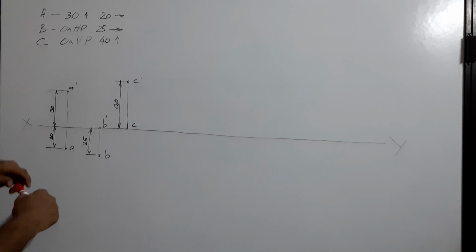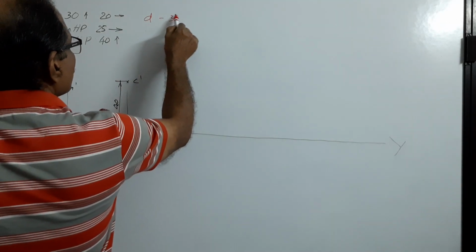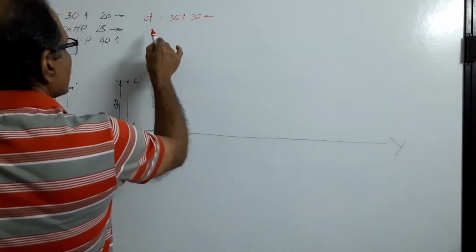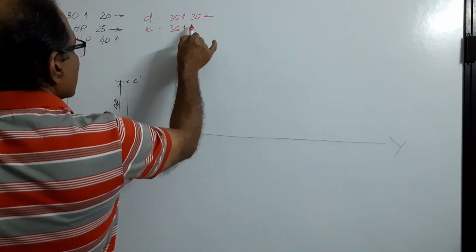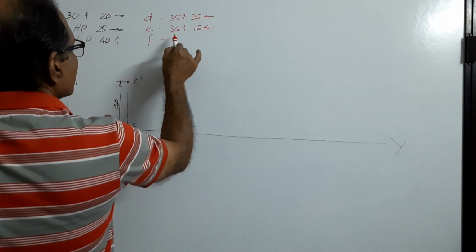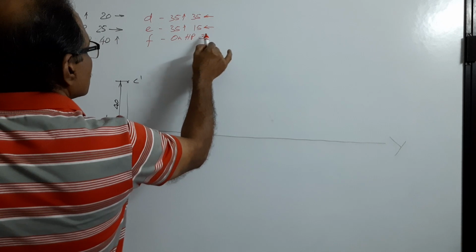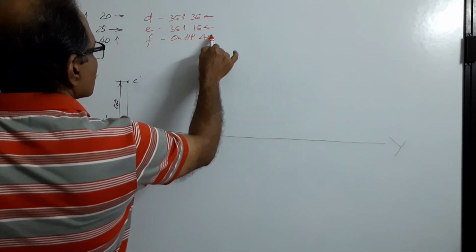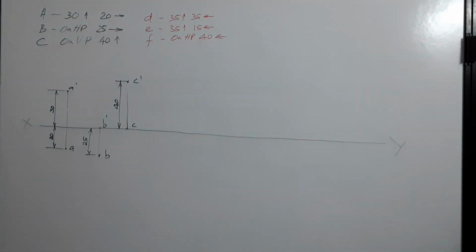Now I take another set of points. We have drawn up to point C. Now I take point D, 35 mm above HP and 35 mm behind VP. Then point E, 35 mm above HP and 15 mm behind VP. Then point F, on HP, 40 mm behind VP. These are another set of 3 points.